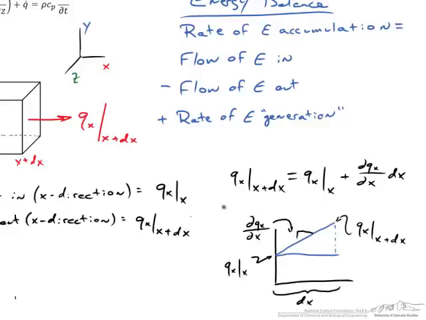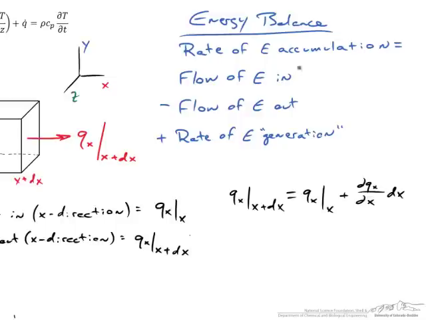And really all that's saying is if we know qx evaluated at position x, and we know the slope of a line, dqx/dx, and we know this distance, which is dx, we can now figure out the heat flux at x plus dx. So we're just looking at the first term in a Taylor series expansion, which just suggests a linear relationship between these two.